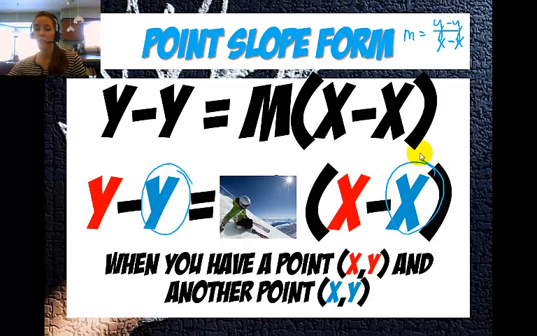And it can be a little tricky when those are negatives. Like if I had the point 2, negative 3, well, my x is 2, so I'm going to put a 2 right here. So this is just x minus 2. And my y was negative 3.